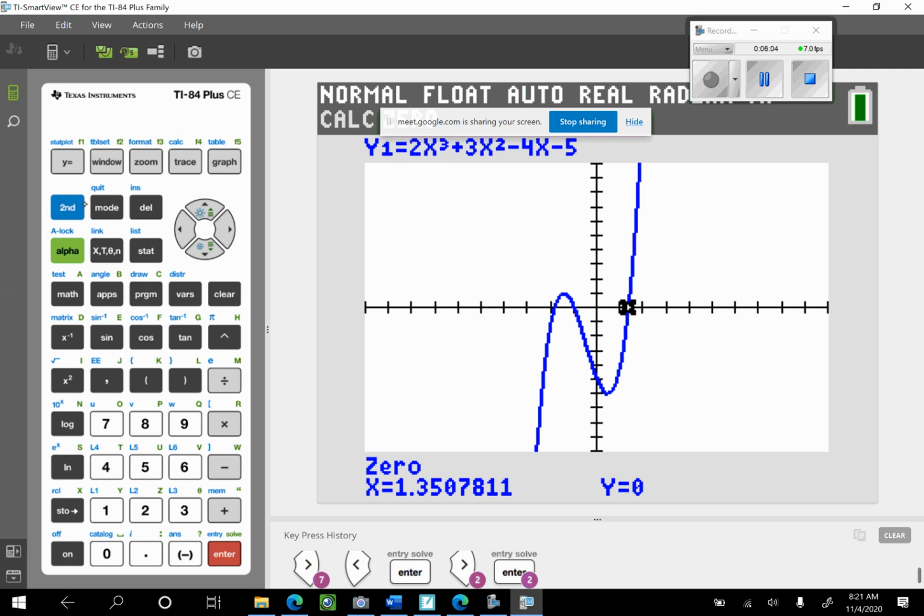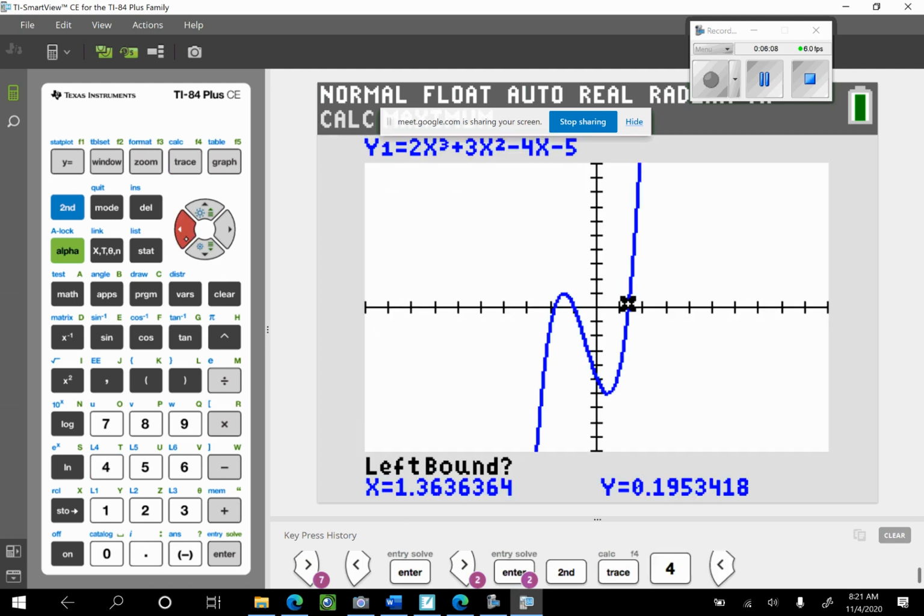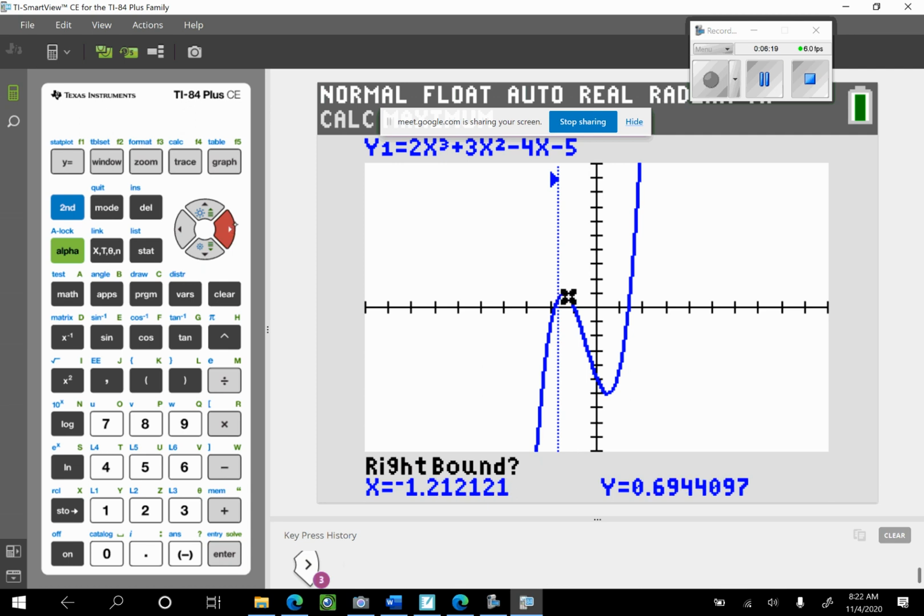I want to find the maximum point. 4 for max. Arrow over to the left on the max. Just in case we need a review for this, I'm walking through it, actually videoing it. The max is going to be -1.4574, comma 1.0105.